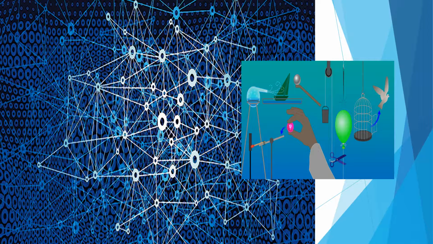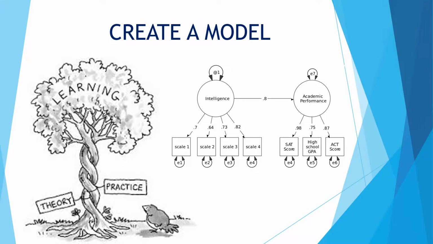SEM can also be called causal modeling, causal analysis, simultaneous equation modeling, analysis of covariance structures, path analysis, or confirmatory factor analysis. SEM is a confirmatory technique that requires the researcher to specify a model. The model is a statement about theoretical relationships between variables. Through SEM, the model can be estimated, evaluated, and perhaps modified.